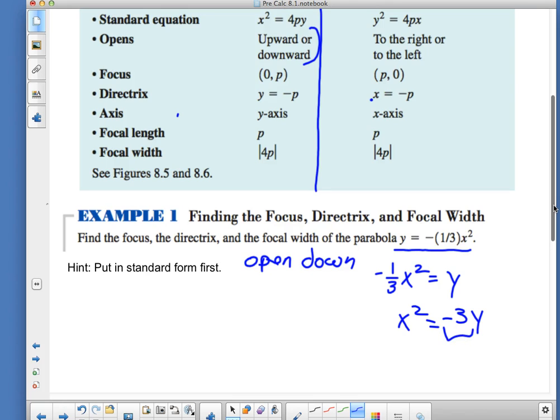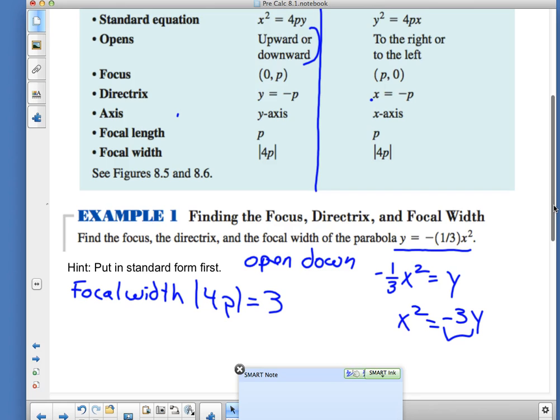Now, let's talk about that value. My focal width, I'm just going to grab it right away. My focal width, with this absolute value of 4p, is equal to negative 3. Are you all right with this so far? Well, the absolute value shouldn't be negative 3, but it's going to be 3. I should say it's 3.